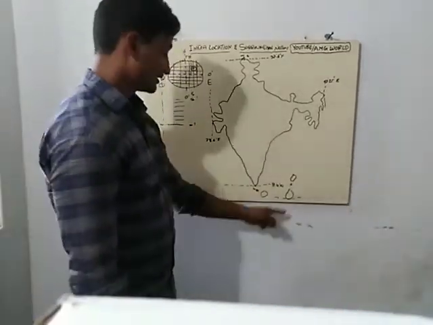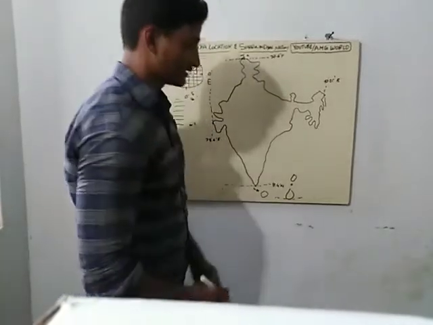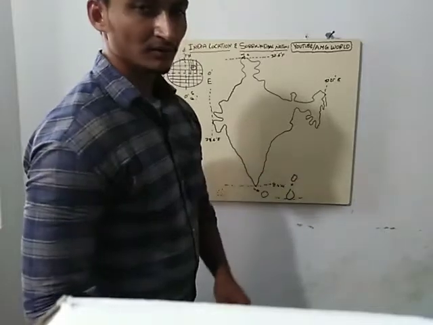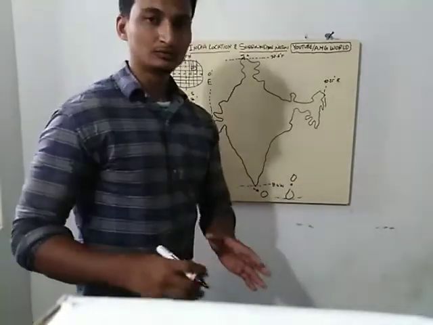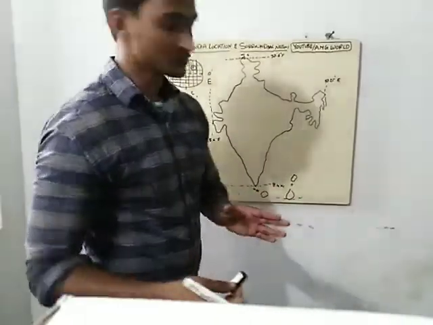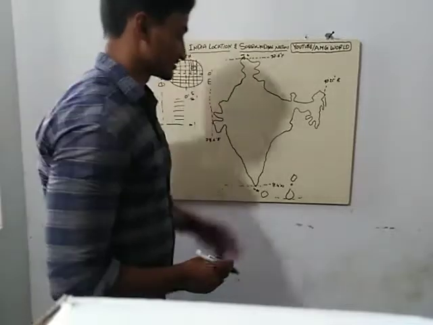If we consider the islands, we have an island here, Great Nicobar. So we have Andaman and Nicobar, Middle Andaman. I will go through the details of these particular islands in the upcoming videos. This video is just about India's location and surrounding nations.